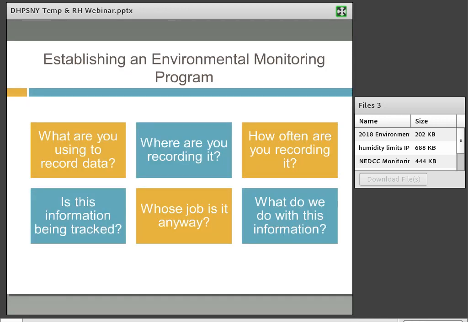Some questions to ask yourself, or to ask if there's a committee dedicated to coming up with these answers, or if you have a full collections care team. Some things to consider when you're establishing an environmental monitoring program include: what are you using to record data? Usually this is a data logger, which we'll talk about in a bit, but maybe you want to think about what kind of data logger. Where are you recording this data? So which storage rooms are you going to be recording data in?